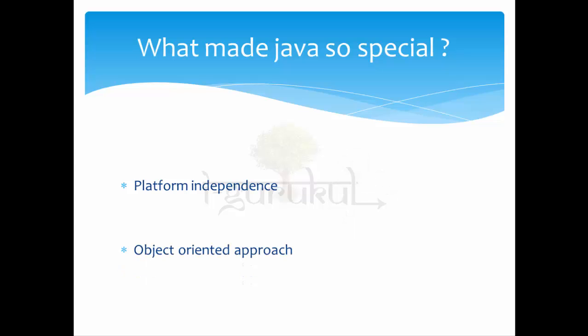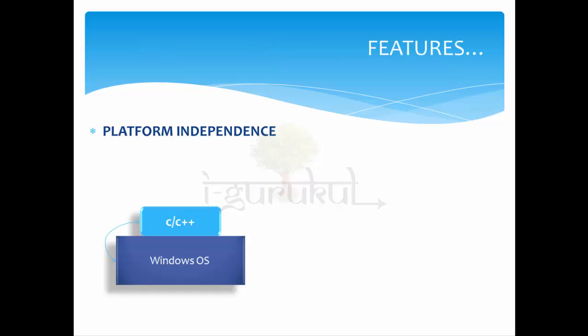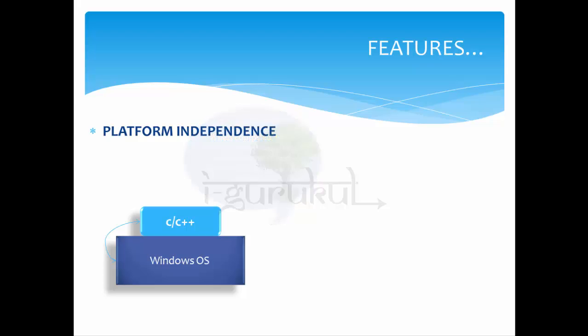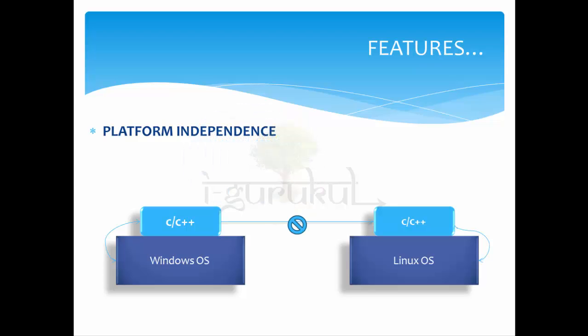Let's start with platform independence first. Suppose you are creating a file in C++ using your Windows operating system. When you compile your program, C++ will use the resources of your Windows operating system to generate your output. That means now your C++ program is completely dependent on your operating system. So what will happen if you would like to transfer that file from one operating system to another? It will not be done.